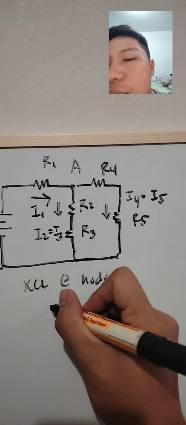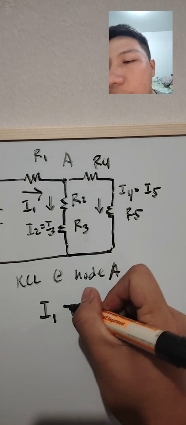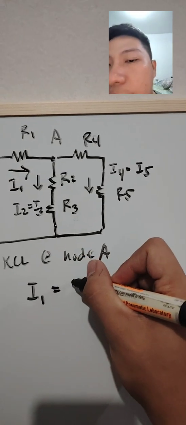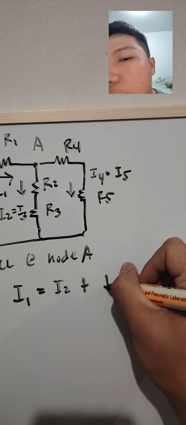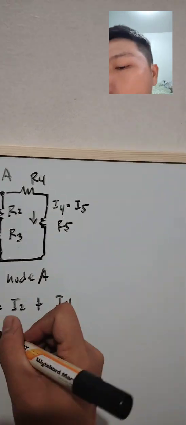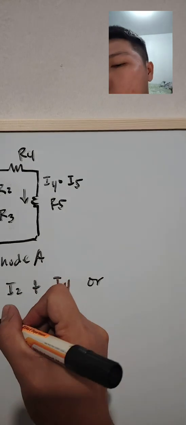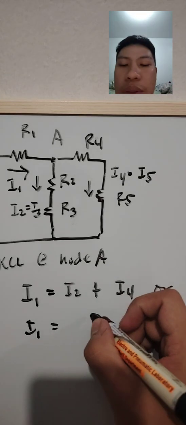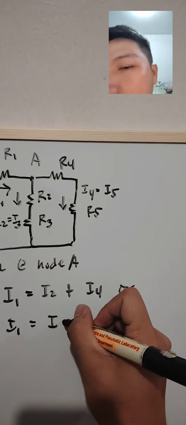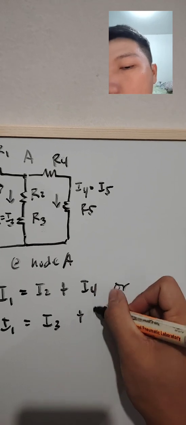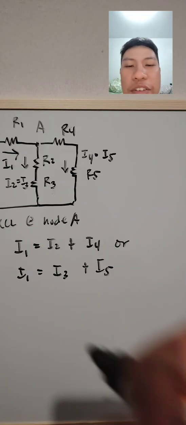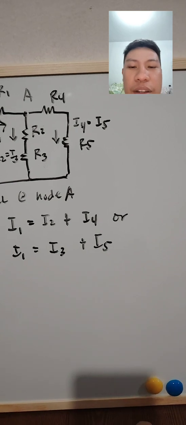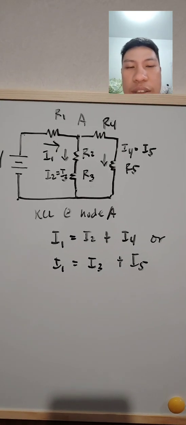So I can create this equation. With this analysis, I would have this equation as well. I1 equals I2 plus I4. Or I1 equals I3 plus I5. Did you get it right? Okay. That's it for now.